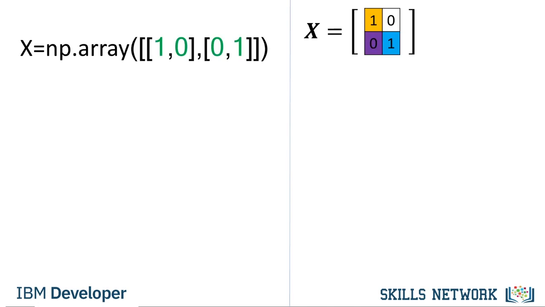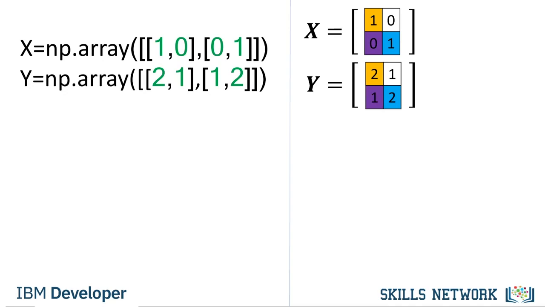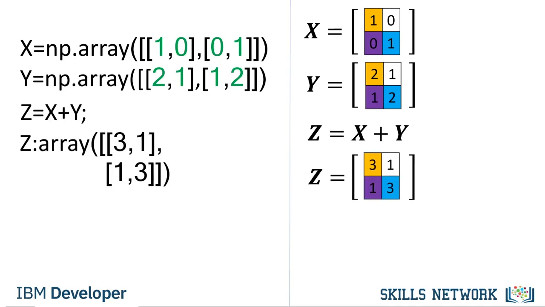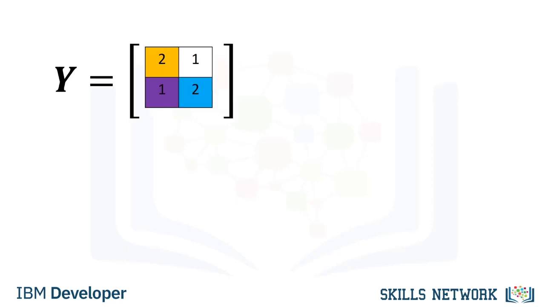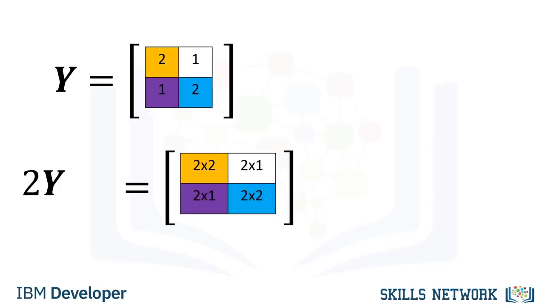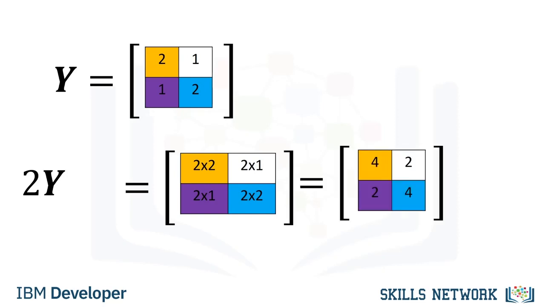To add 2 arrays in NumPy, we define the array, in this case X. Then we define the second array, Y. We add the arrays. The result is identical to matrix addition. Multiplying a NumPy array by a scalar is identical to multiplying a matrix by a scalar. Consider the matrix Y. If we multiply the matrix by the scalar 2, we simply multiply every element in the matrix by 2.